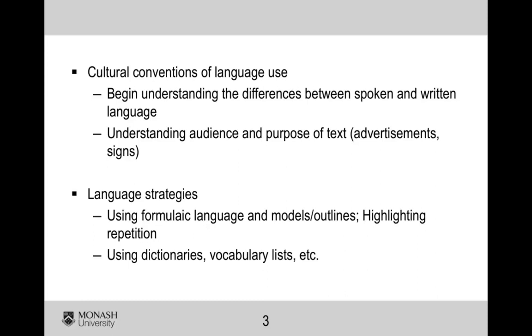Some different language strategies that students can use for writing are things like formulaic language, as I mentioned, familiar language that they know, and models or outlines, getting them to see how things are written and then highlight the features of them and try to repeat them. That can be a really helpful strategy. Again, for writing, having access to dictionaries and vocabulary lists is also very important.